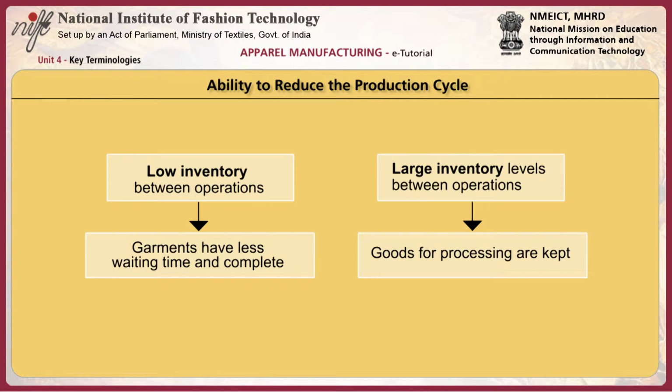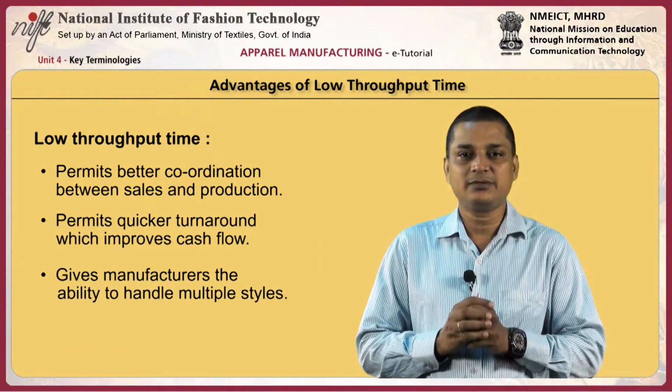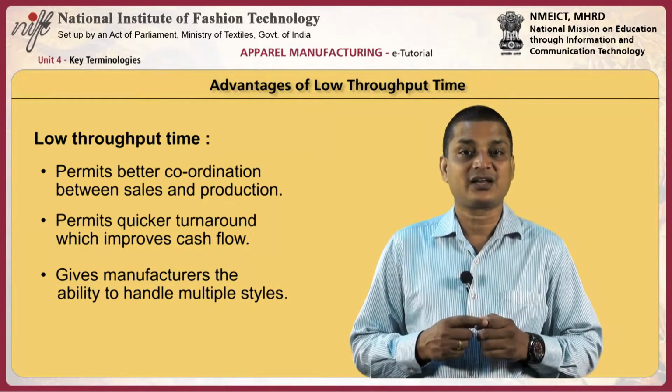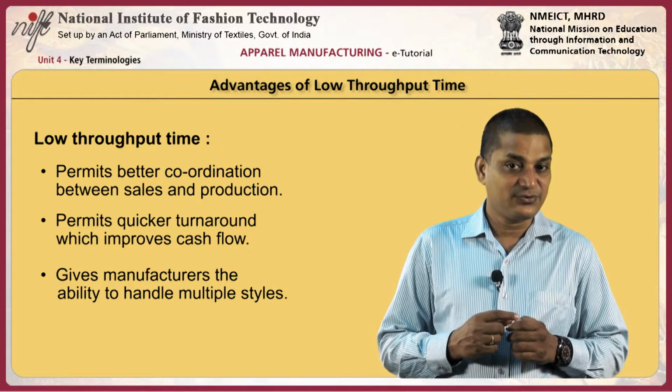By having low inventory between operations, garments usually have less waiting time and go through the production cycle in less time. Large inventory levels between operations keep goods waiting longer to be processed. This increases the overall throughput time. Low throughput time permits better coordination between sales and production. It also permits a quicker turnaround, which improves cash flow.